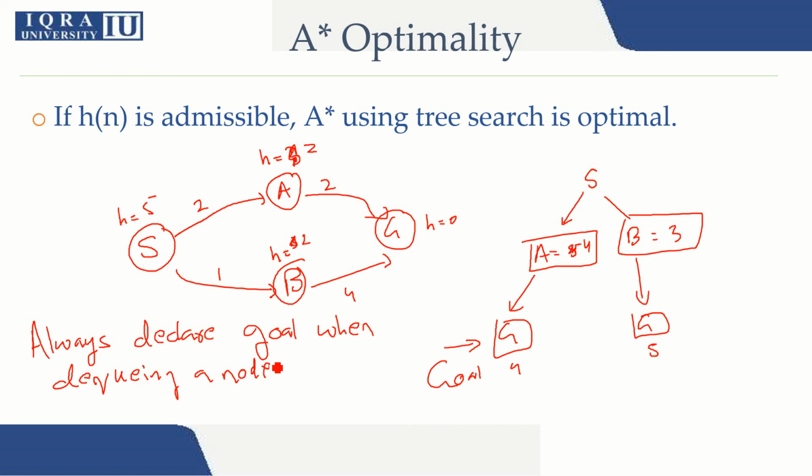Always declare a goal when you are dequeuing a goal. This is a very important rule that you should understand. This is by default implicitly implemented in the algorithm, but when you are solving by hand, you may make this mistake. So that's why it's necessary to always declare a goal when you're dequeuing a node and never declare a goal when you are enqueuing a goal.